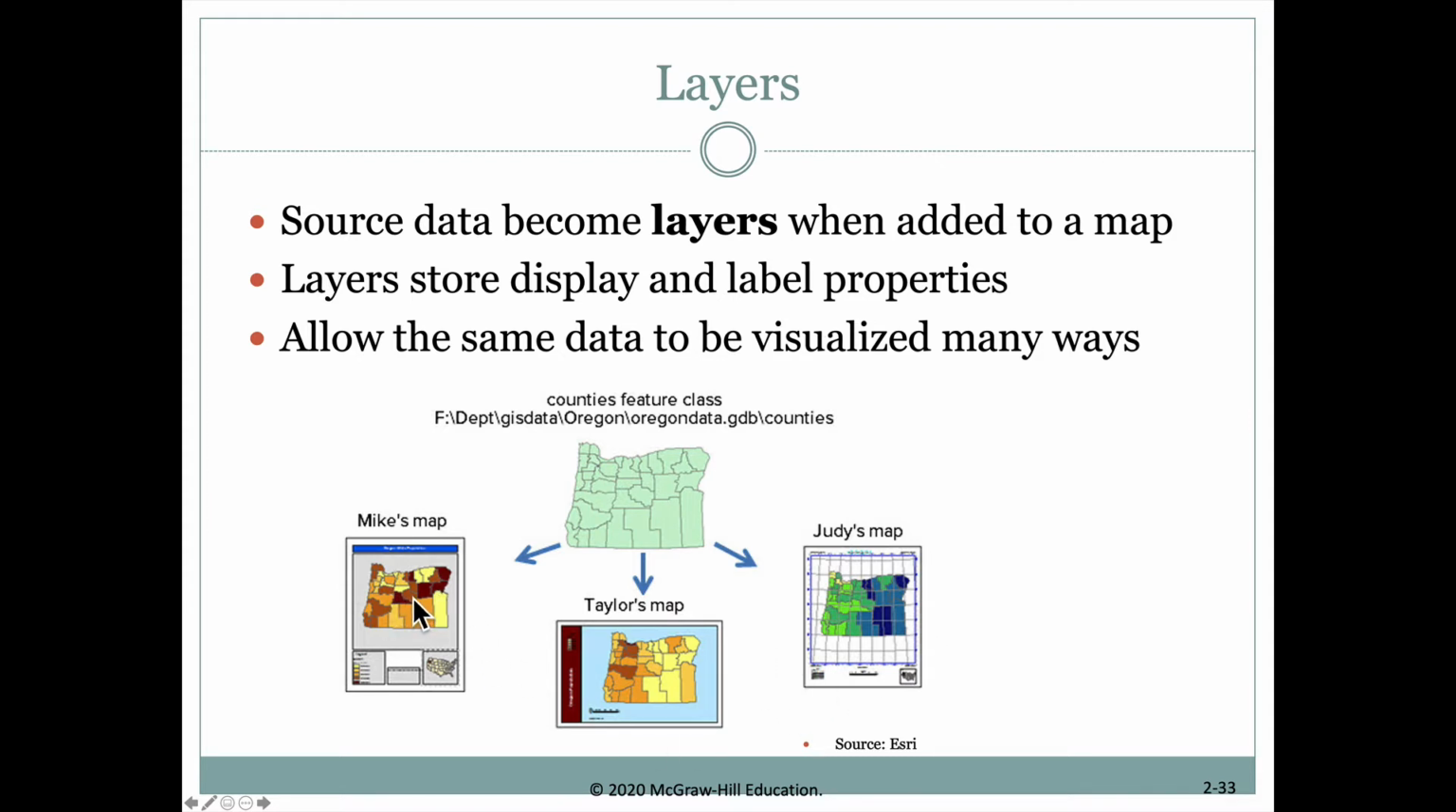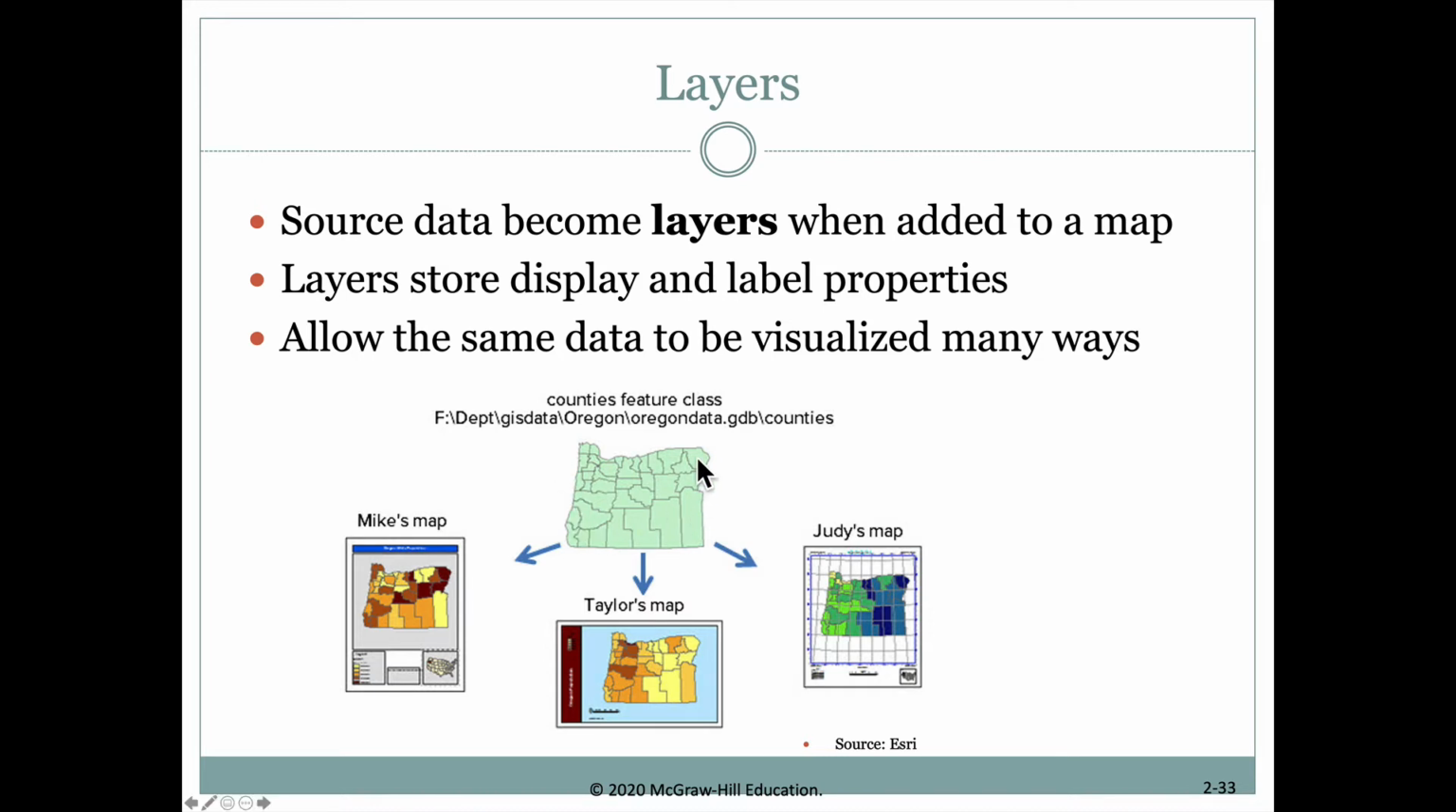But as Mike was making this map, he decided to classify and color the data, symbolize the data in this manner. Taylor did it in a slightly different way, and Judy did it in a very different way over here. So all of them are using the same data, but they're symbolizing it in different ways, and this is something that we want to keep track of.